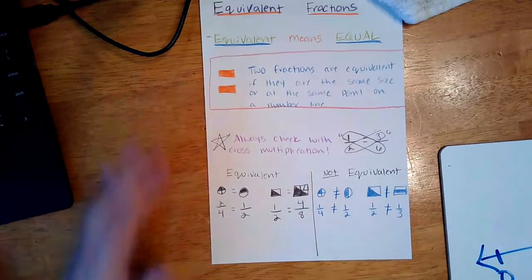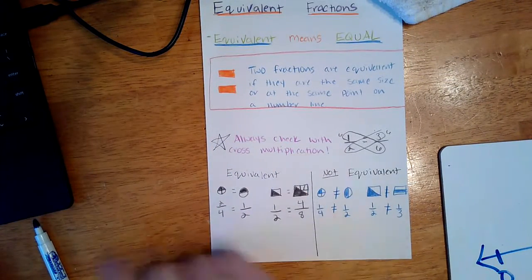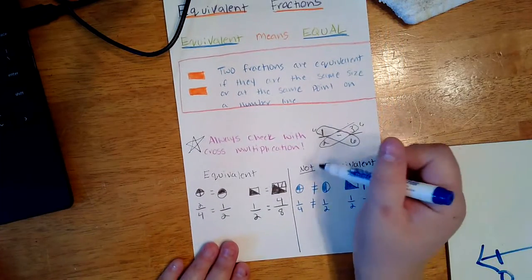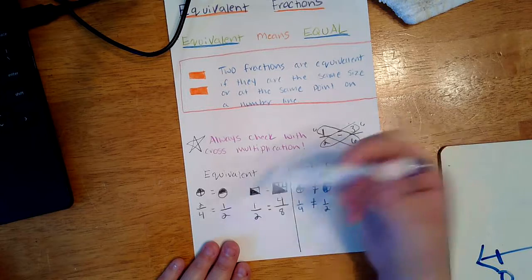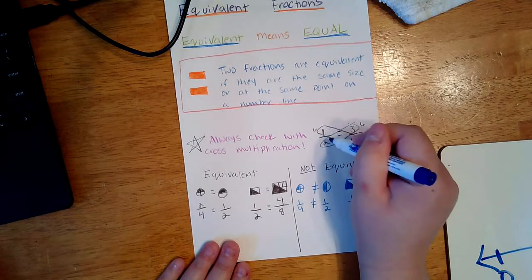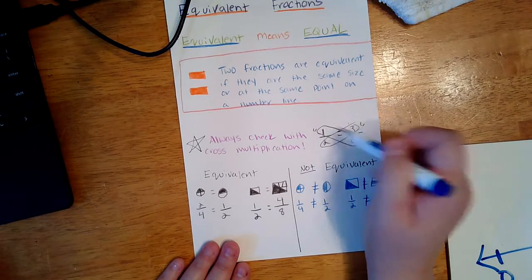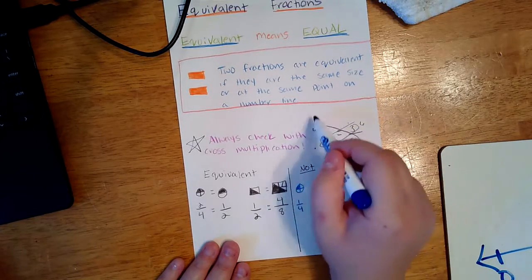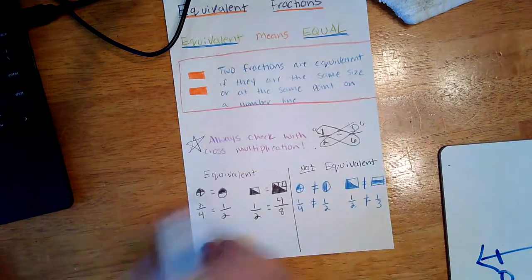Okay. You can always check with cross multiplication. So for example, this is not how we're going to solve it to find it, but this is a good way to check your answers to make sure that they are right. So if I'm trying to say that 1/2 is equal to 3/6, I can say 1 times 6 is 6, and 2 times 3 is 6. If they are both 6, or they are both the same number, then you know that your fractions are equivalent.